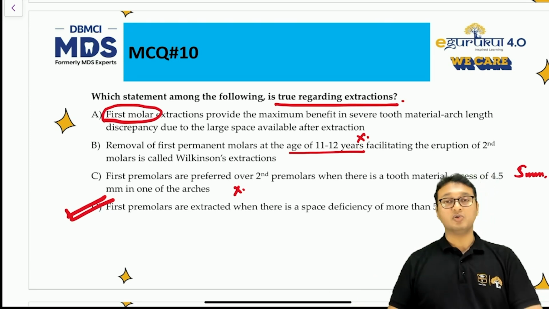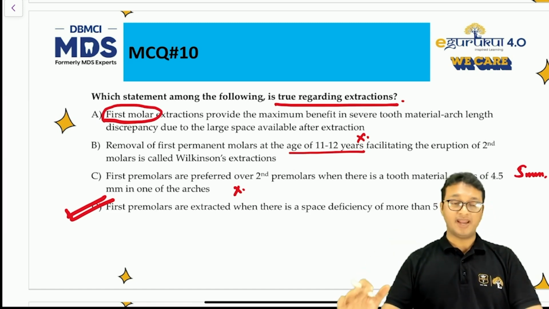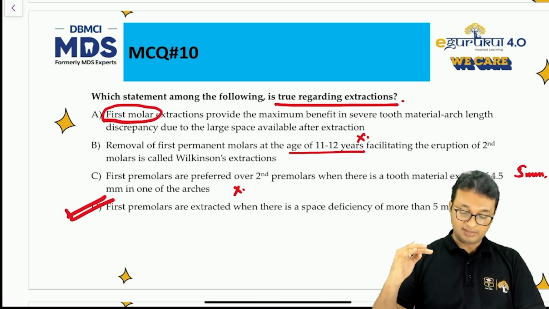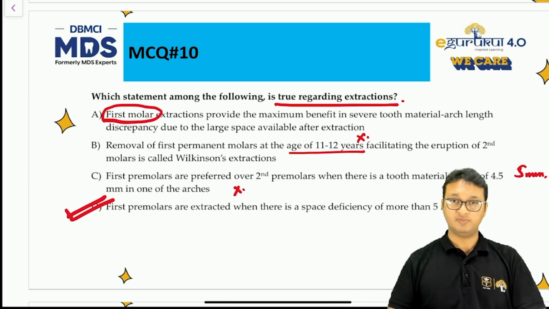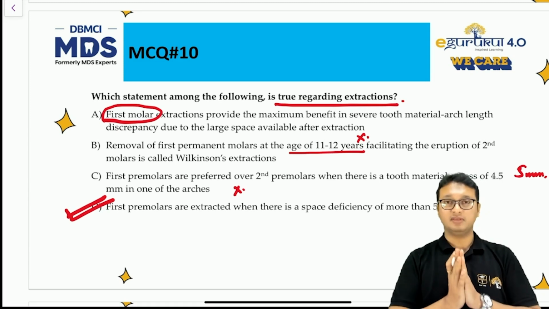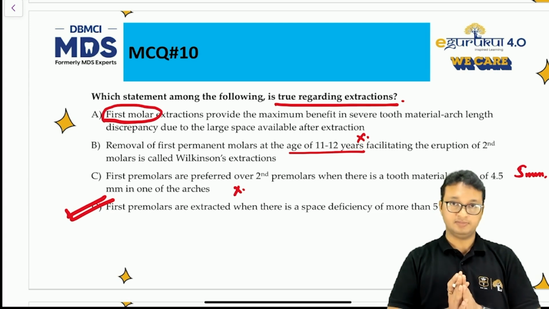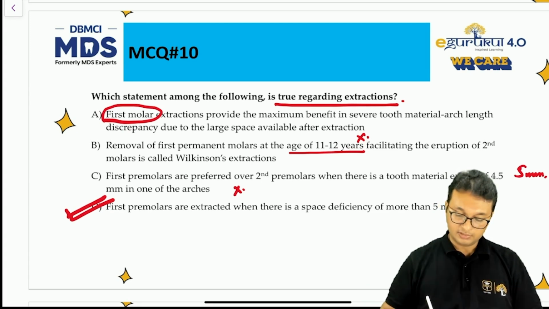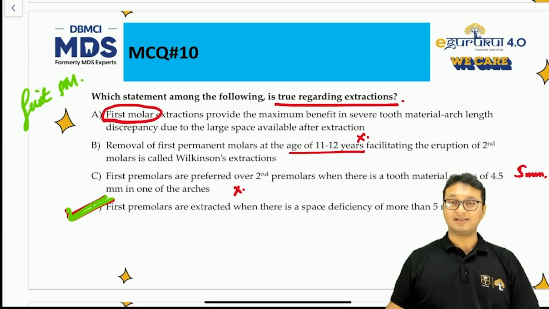First molars are extracted only and only when it is not possible to save the tooth clinically. If it is extensively carious, if it has been restored endodontically in a not so acceptable manner, or if it is impacted, only in such cases we have to remove the first molars. Otherwise, all efforts are put in place to save the first molar, because it is rightly called the cornerstone tooth of the oral cavity. Okay, so instead of first molar, it should be first premolar. So out of the 4 options, option D seems to be the correct answer regarding extractions.